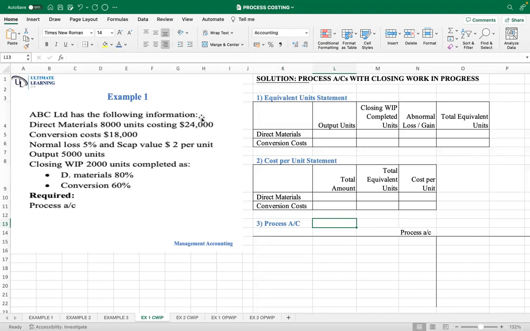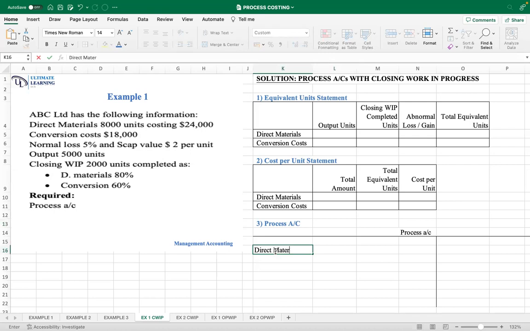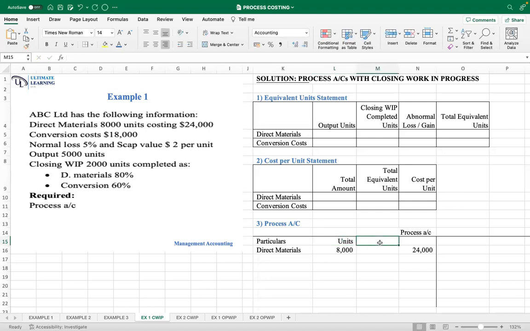ABC Limited has the following information. Direct materials are 8,000, costing 24,000. So we have direct materials, 8,000, costing 24,000. Now remember, here we have particulars. We have the units. We have price per unit.